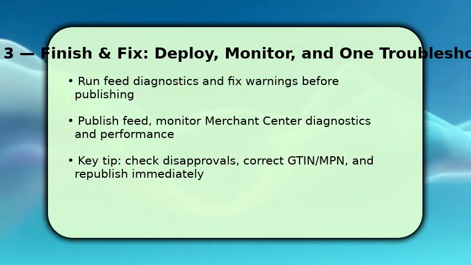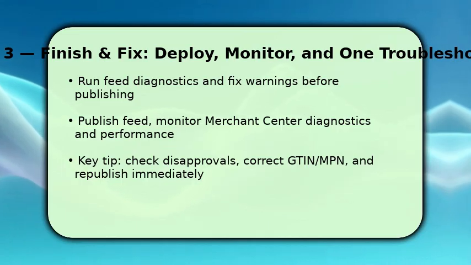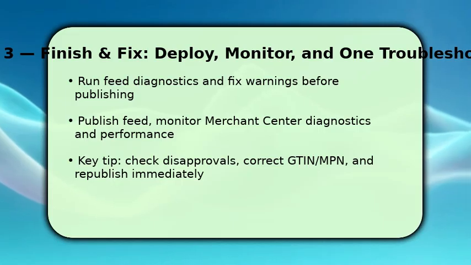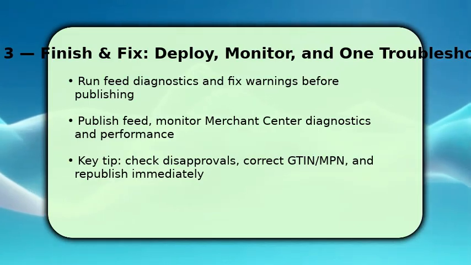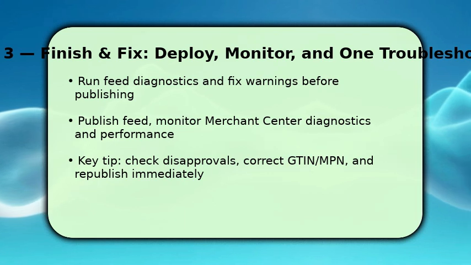Finally, validate the feed within Simprosys, run diagnostics, review warnings, and fix any attribute or formatting errors before you publish. Once clean, publish the feed to Merchant Center and monitor diagnostics plus performance metrics for impressions and clicks. If Google flags disapprovals, identify the specific error such as missing GTIN or mismatched pricing, correct it in your source or mapping, and republish right away.